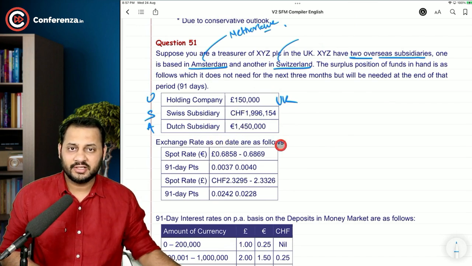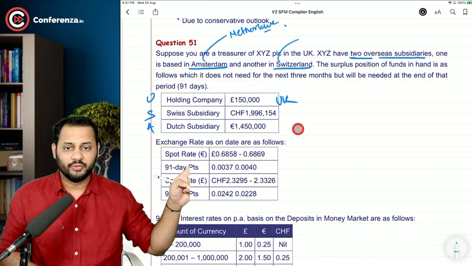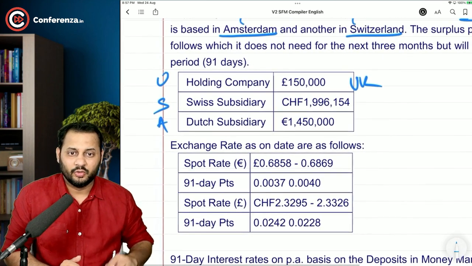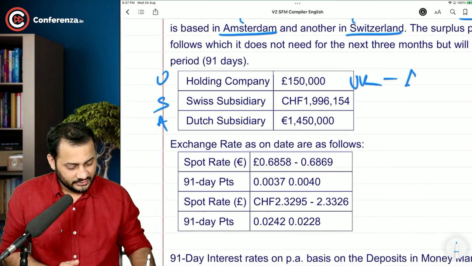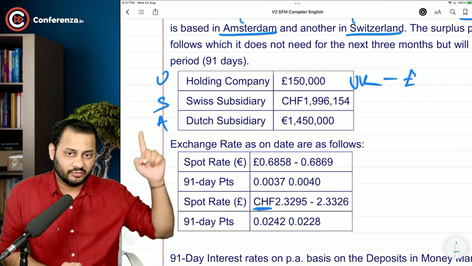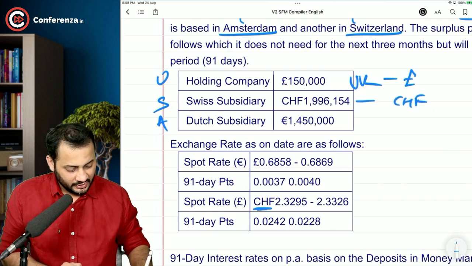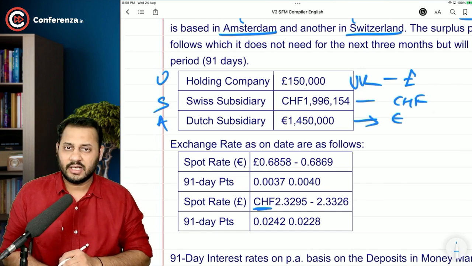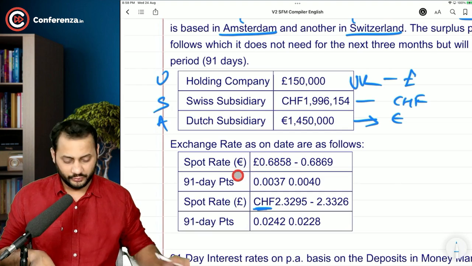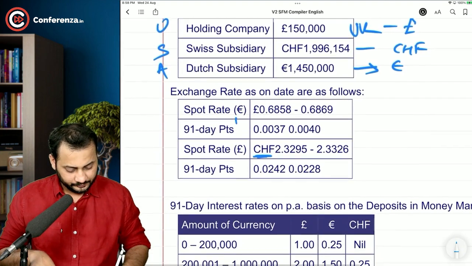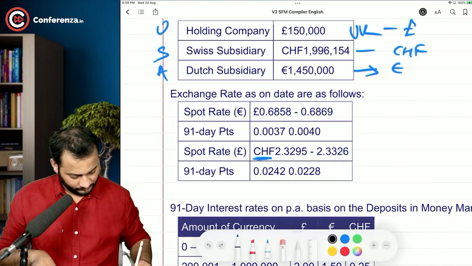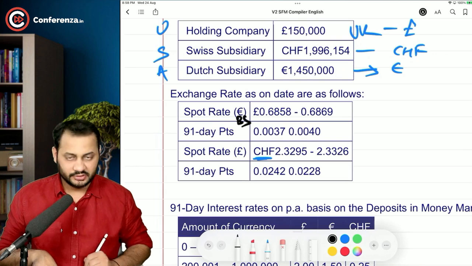Exchange rates as on the date are as follows. Spot rate for euro. Now you tell me, where do you think the euro will be applicable? In holding company UK? UK's currency is pound, sir. And Swiss franc is applicable for Swiss subsidiary, CHF. And euro will be applicable for Amsterdam. Okay. Spot rate for pound per euro is given to you. Euro is the base currency. So this is the base currency, euro.